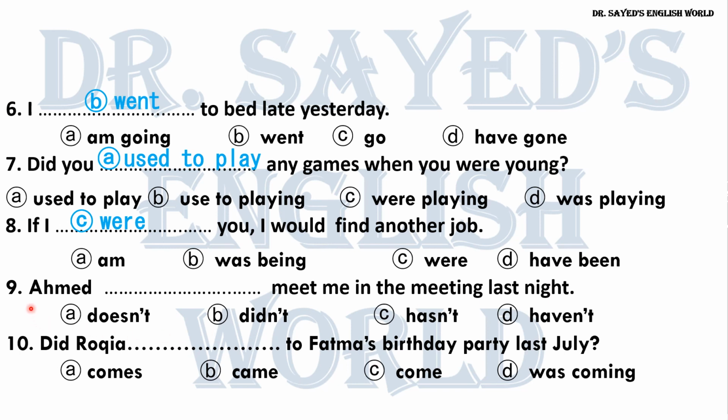Ahmed meet me in the meeting last night. Ahmed doesn't, didn't, hasn't, haven't. Of course, the right answer is Ahmed didn't meet me. Did Rukaya to Fatma's birthday party last July? Comes, came, come, was coming. The right answer is: did Rukaya come?